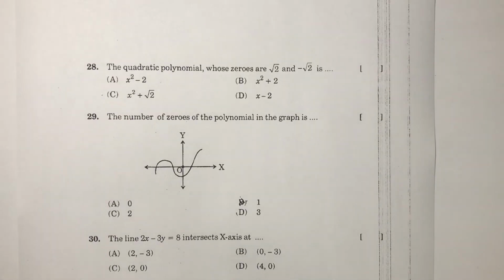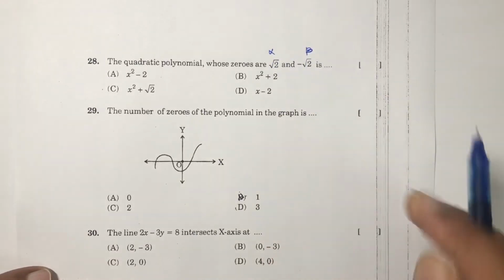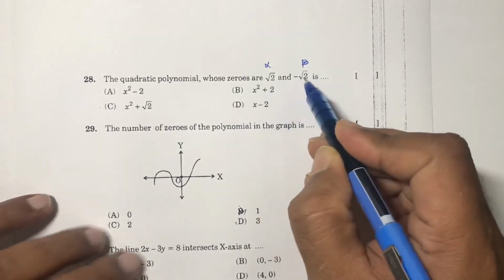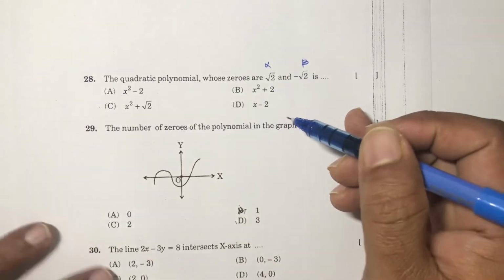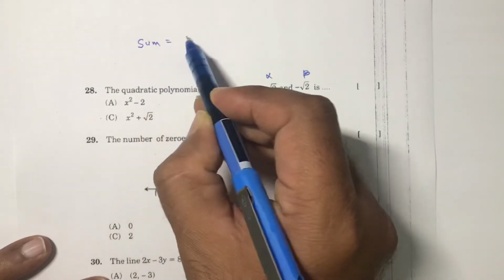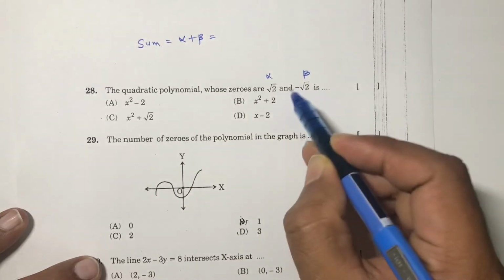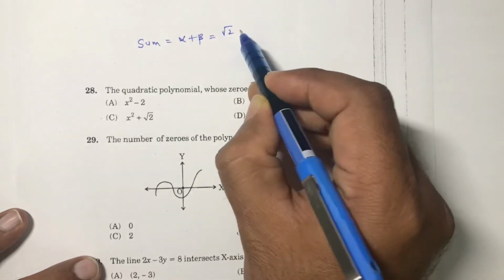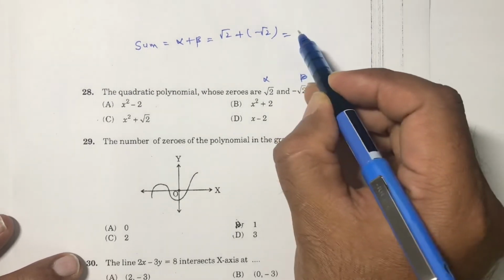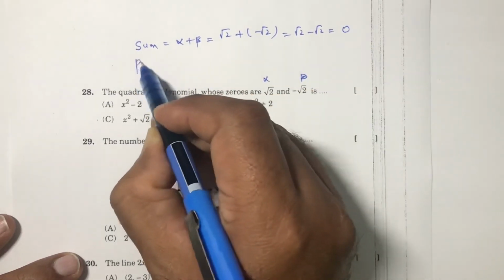The quadratic polynomial whose zeros are alpha and beta, whose zeros are root 2 and minus root 2. See, here you can simplify in this way. First do the sum. Sum is alpha plus beta, which is root 2 plus minus root 2. So root 2 minus root 2 is 0.